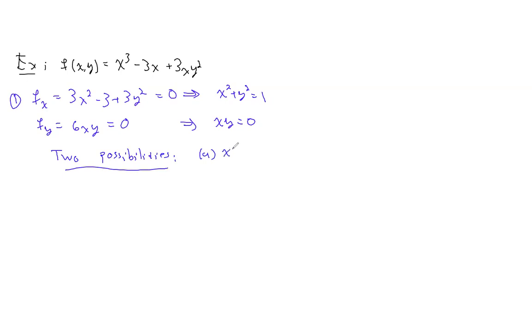Either you have that x equals 0, and if x equals 0, that means y squared equals 1. So we're dealing with the points 0 and plus or minus 1. Or you have y equals 0, in which case the same basic thing is going to happen. X squared equals 1, so that leaves us with plus or minus 1, 0. With all that in mind, that's how we found the critical points.